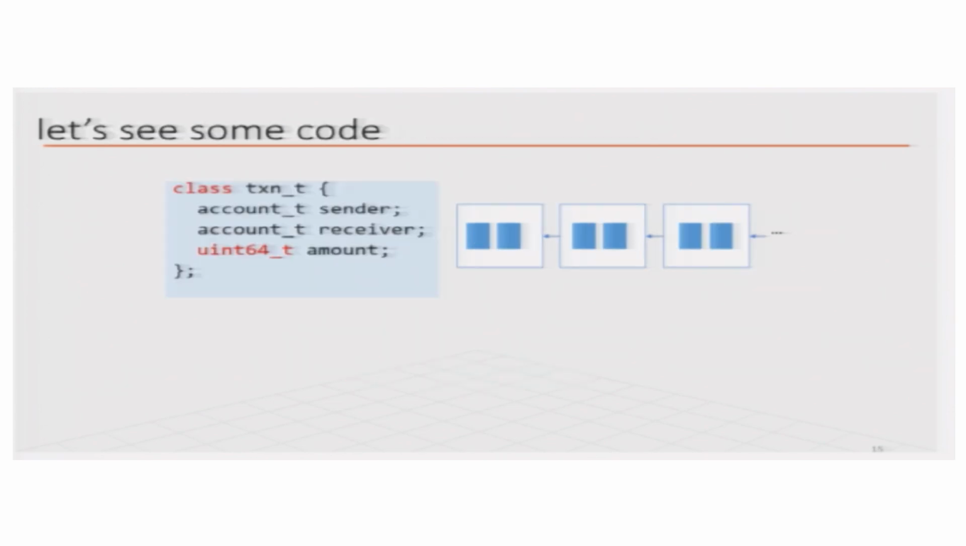So, let us see some code then. In C++, we have this notion of a class. A class is basically a structure, and this class we will call transaction_T, and it has 3 elements, 3 data items. One is the account information of the sender, one is the account information of the receiver, and another is a 64-bit unsigned integer amount, because we are not going to deal with negative amounts in transactions, we are doing monetary transactions here. So, this is a class.